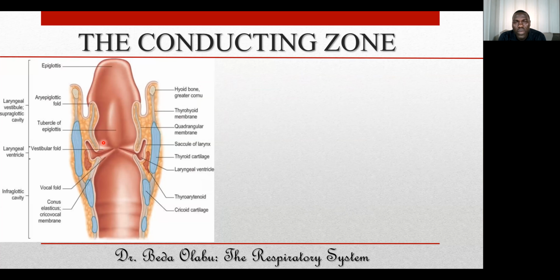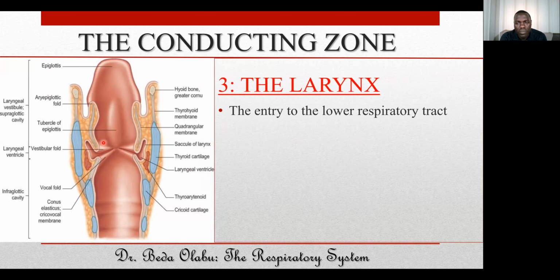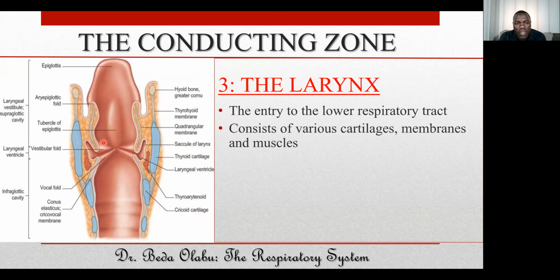Okay, we're now done with the upper respiratory system. So I want us to go to the larynx, which is the junction between the upper and the lower respiratory system. The larynx is made up of many cartilages, many muscles, many membranes. I will not give you the names of the muscles and membranes, but I'll name for you a few of the cartilages, and we'll keep to the large cartilages.